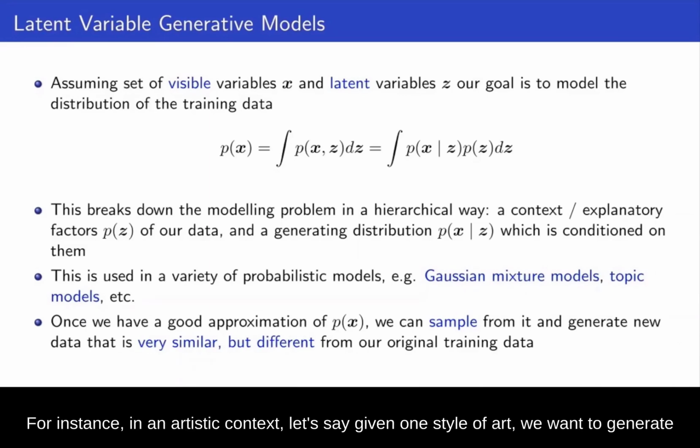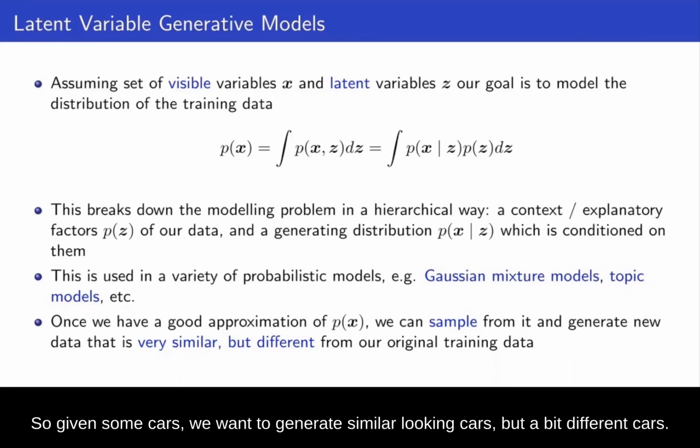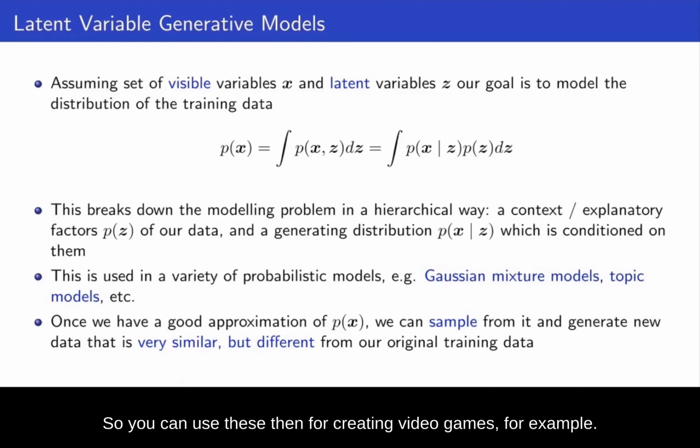For instance, in an artistic context, let's say given one style of art, we want to generate another style, or to, for example, generate new assets for a game. So given some cars, we want to generate similar looking cars, but a bit different cars. So you can use these then for creating video games, for example.